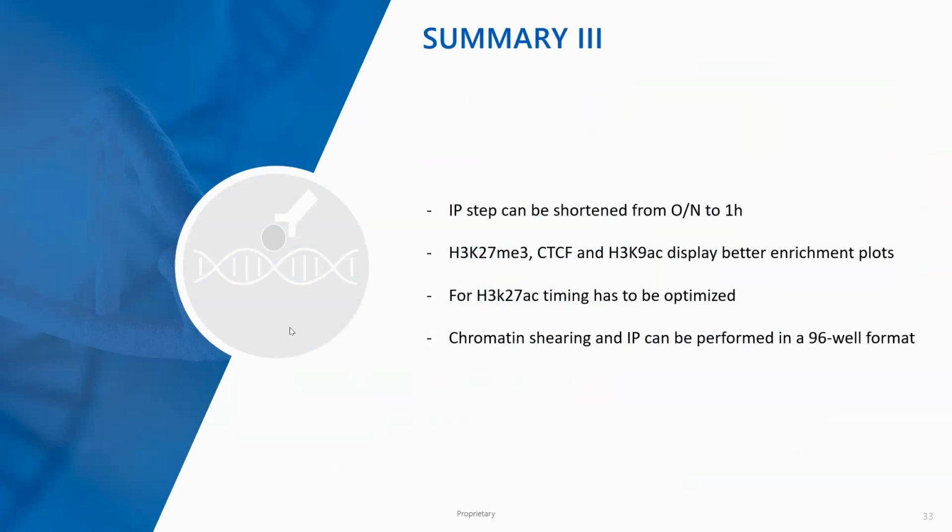So, to sum up the third part of my talk, the IP step can be shortened from overnight to an hour. The K27 ME3, CTCF, and K9 acetylation display even better enrichment plots. For K27 acetylation, we need to optimize the timing, and chromatin shearing and IP can be performed in 96 format.